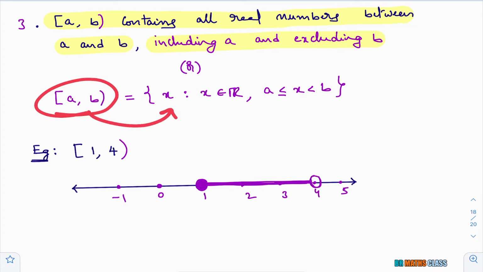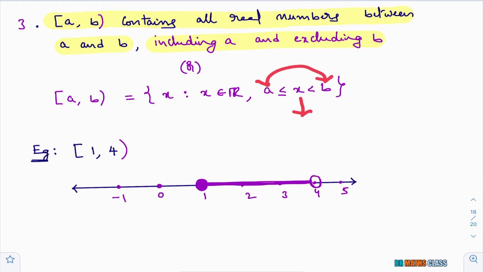This interval contains numbers X. What is X? X is a real number, such that X value lies in between A and B. You can observe, as it is closed at A, A is included. A is included, that's why the equality symbol is there. B is excluded, that's why we have not written any equality symbol here. B is excluded.